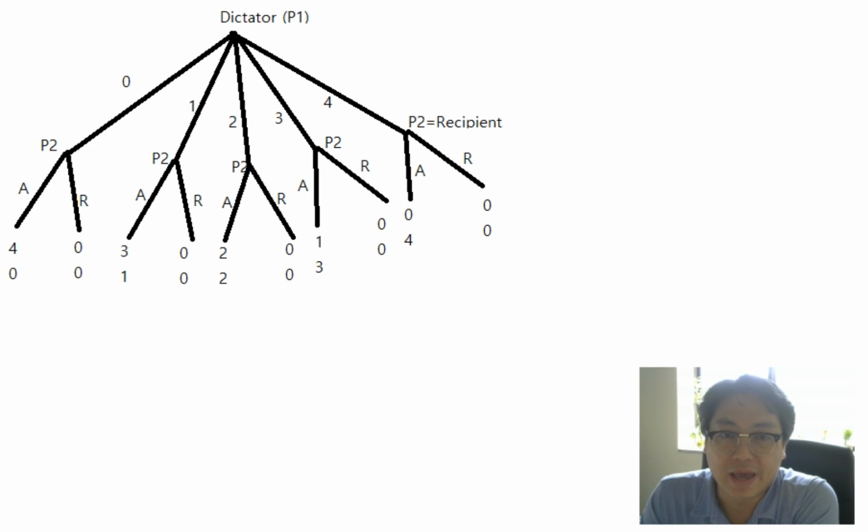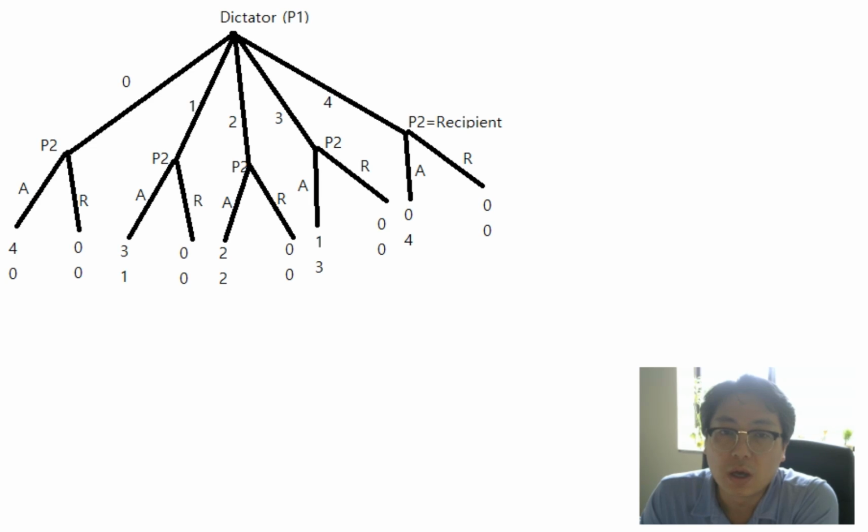Dictator can choose between 0 to 4 as an offer to the recipient. For example, if dictator gives $1 to the recipient, and the recipient accepts that offer, then recipient will get $1, and dictator will take $3. So how can we draw a game tree? Think about it. Dictator has 5 options from 0 to 4: $0, 1, 2, 3, 4.